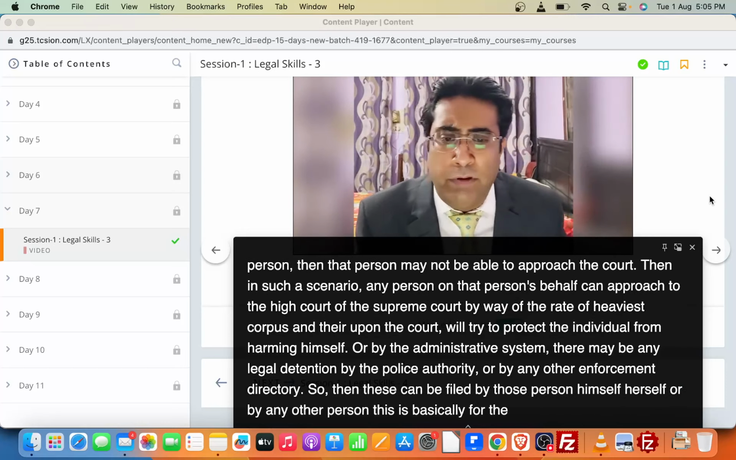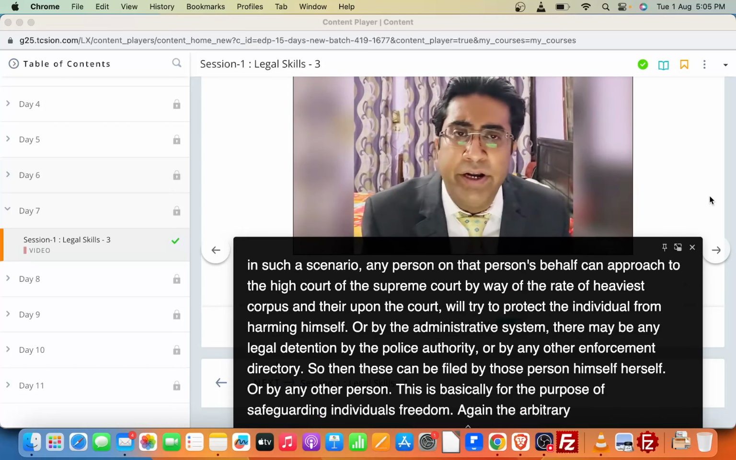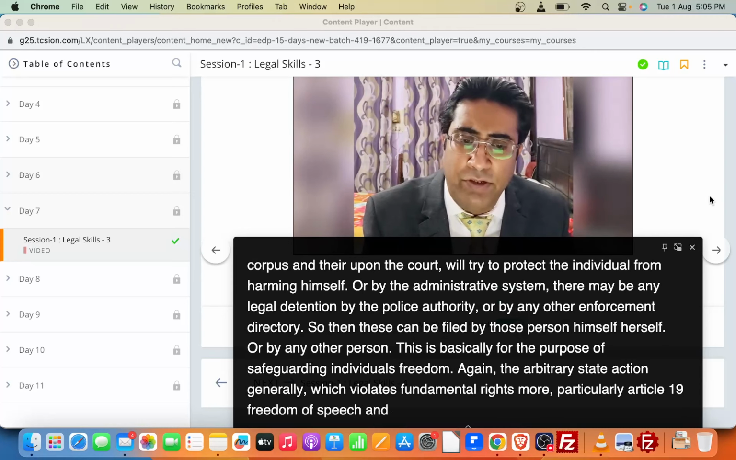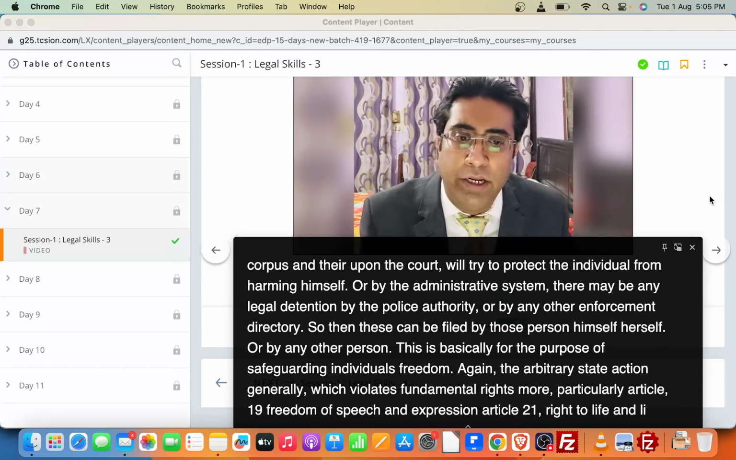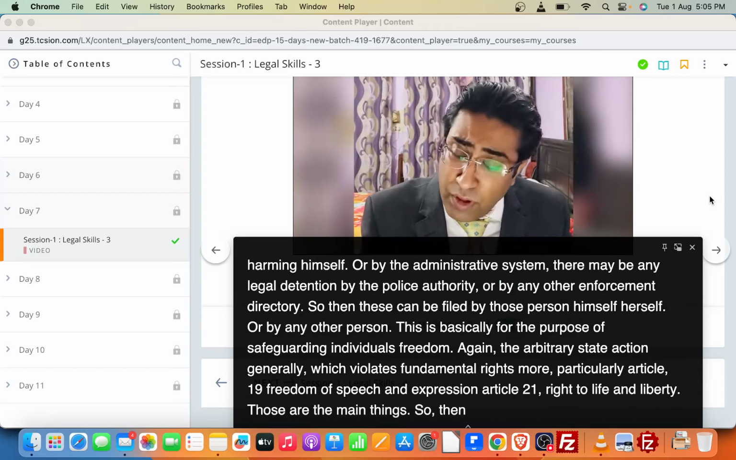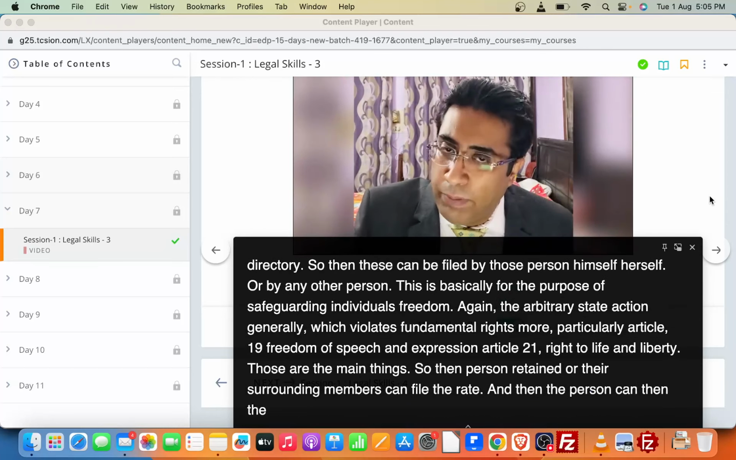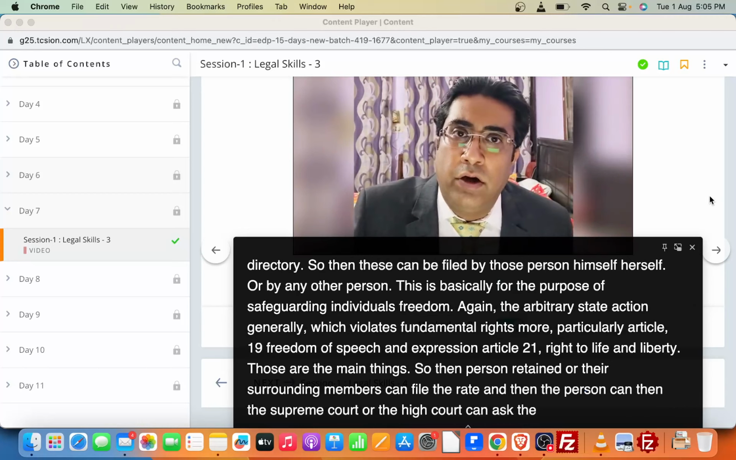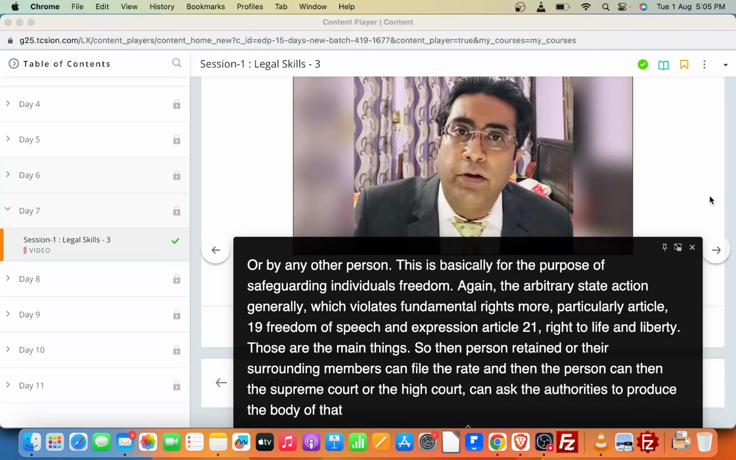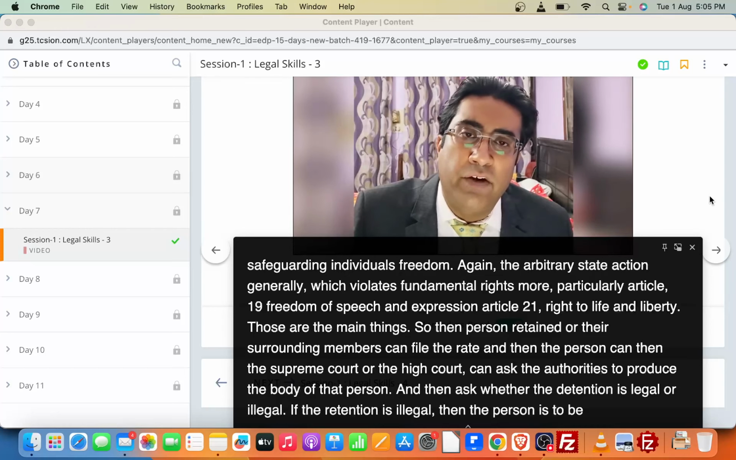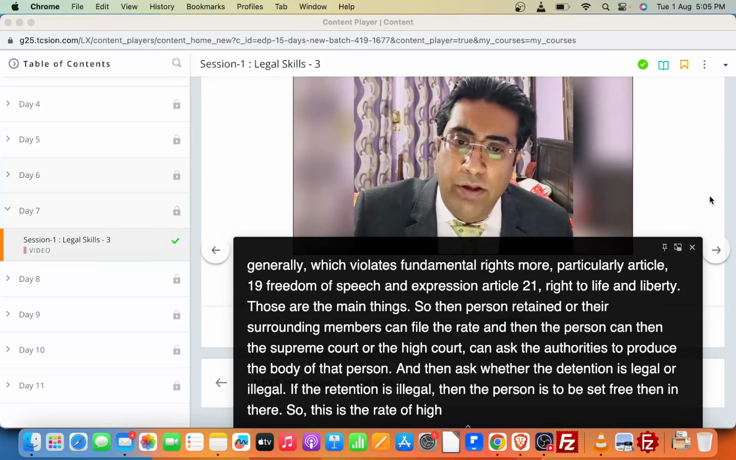This is basically for the purposes of safeguarding individual freedom against arbitrary state action generally, which violates fundamental rights, more particularly Article 19, freedom of speech and expression, Article 21, right to life and liberty. Those are the main things. So then the person detained or their surrounding members can file the writ, and then the Supreme Court or the High Court can ask the authorities to produce the body of that person, and then ask whether the detention is legal or illegal. If the detention is illegal, then the person is to be set free then and there. So this is the writ of habeas corpus.